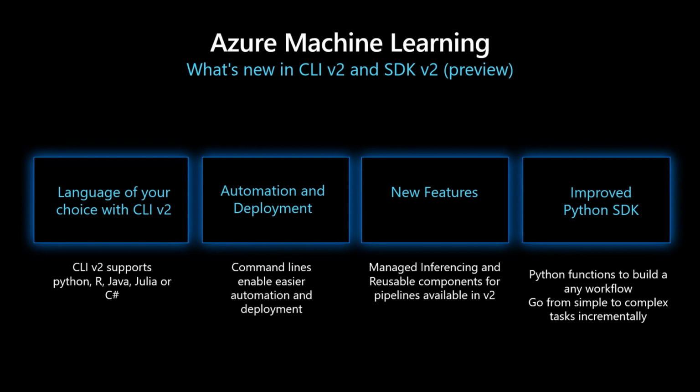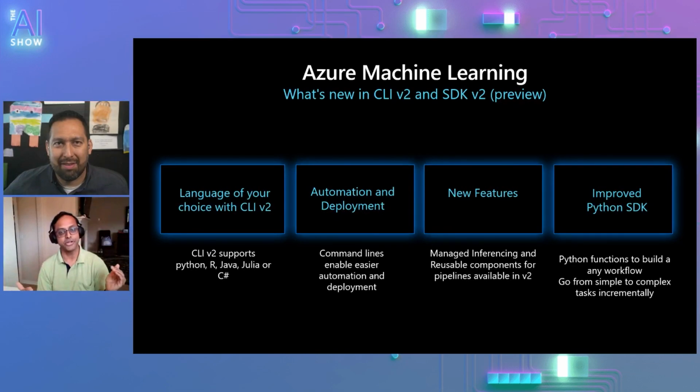Since we're doing the CLI v2 with command lines, and it supports pretty much every operation in Azure Machine Learning, automation and deployment becomes that much easier. Now we have also some new features which come with CLI v2, which are our managed inferencing and reusable components for our pipeline, so that you don't have to keep writing components again and again.